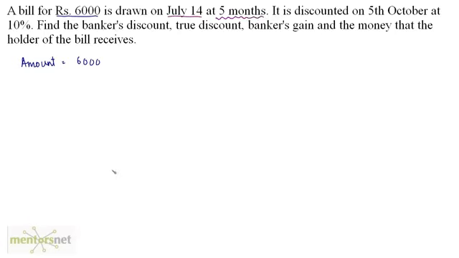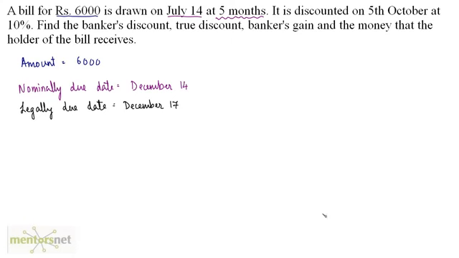So the nominally due date will be 5 months after the date on which this bill was drawn. Okay, so July 14th plus 5 months is actually December 14th, right? So the nominally due date will be December 14th. Now we need to calculate the legally due date, and the legally due date is actually 3 days after the nominally due date, right? So it is December 17th.